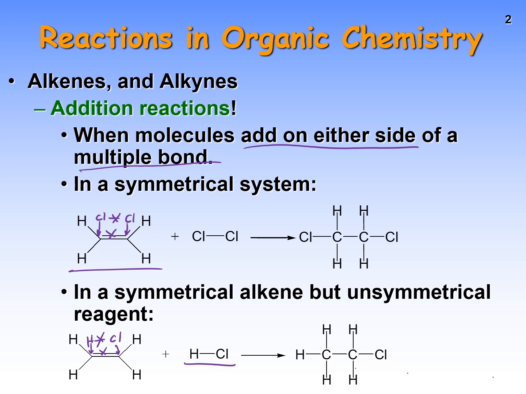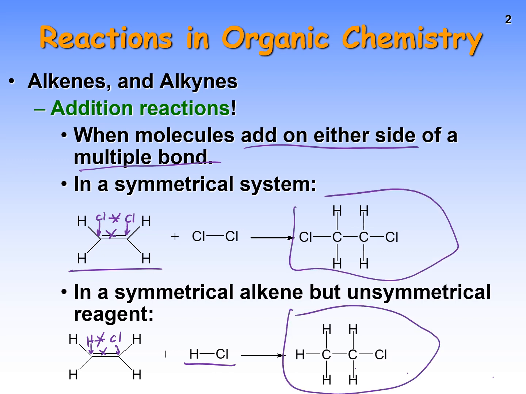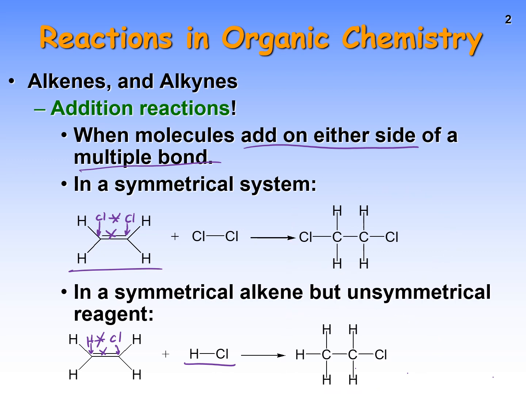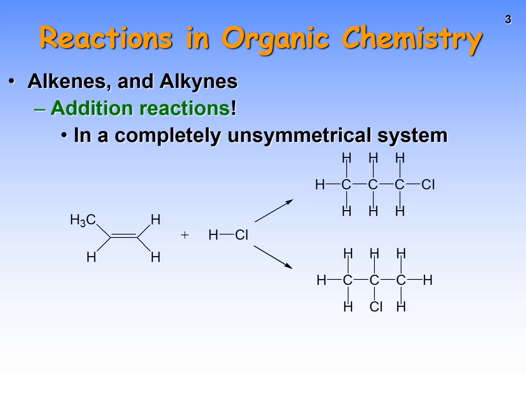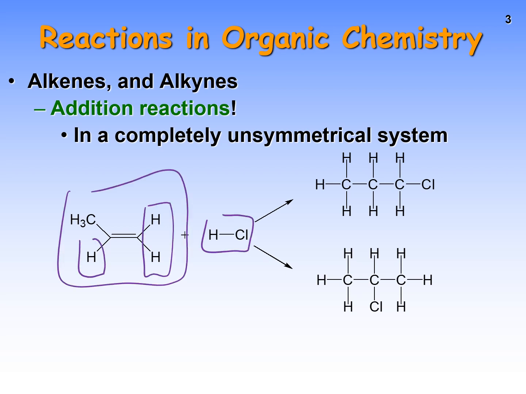Now these ones, you only get one possible product with both of these, but if both things are unsymmetrical, things can get a little bit more complex. For instance, if we have a completely unsymmetrical system, we have this is unsymmetrical and this is now not symmetrical, right? We have these 2 hydrogens here, but we have a hydrogen here. We don't have a hydrogen there. This is not a symmetrical alkene.